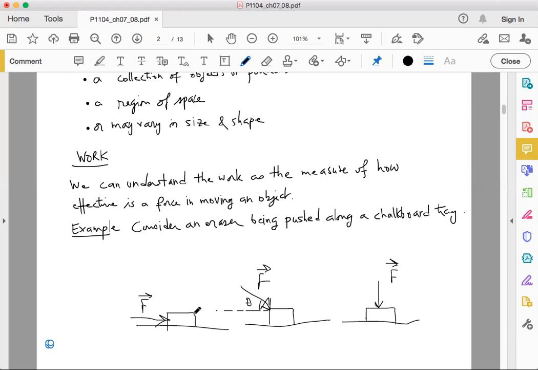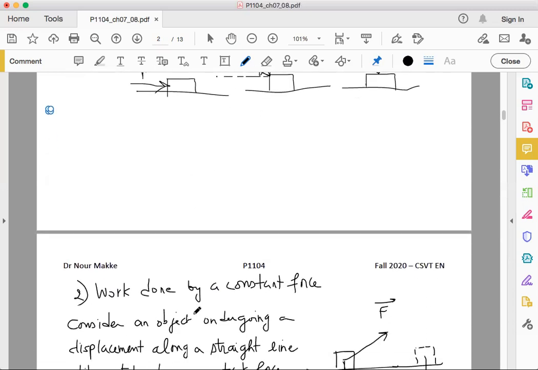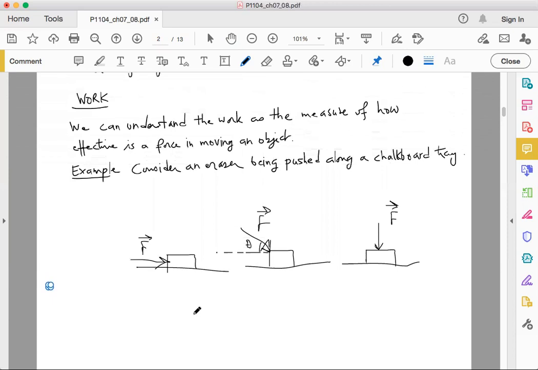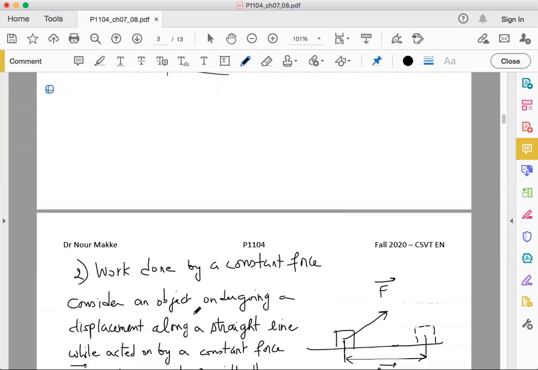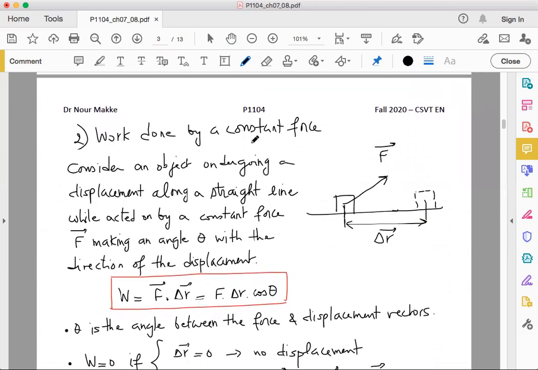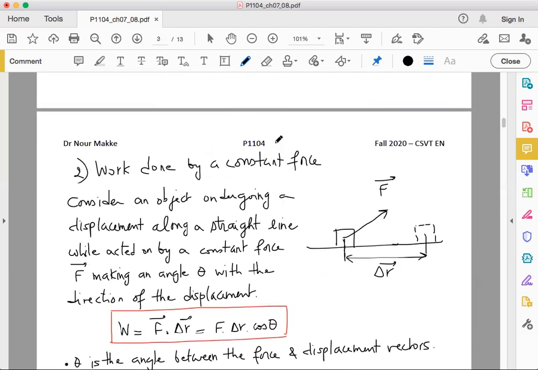The work, we can understand it as the measure of how effective a force is in moving an object. Is it effective or is it not effective? How much is it effective? So that's why we are going to consider basically 2 cases now for defining the work. We are going to consider first the work done by a constant force, and then we're going to define the work done by a variable force. Let's see what we mean by that.